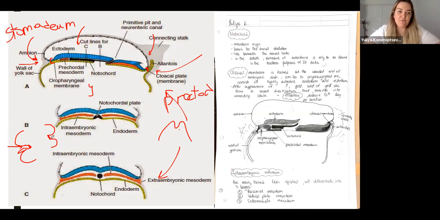The same way for the opposite end. It will be where the anal cavity is, just rupturing there. So those are the questions in the self-control test. They ask you, where do these membranes rupture into? The oropharyngeal membrane will be rupturing into the stomadeum. The cloacal membrane will be rupturing into the proctodeum.